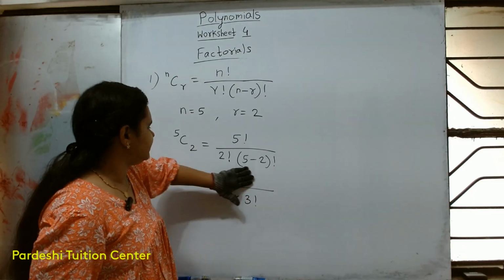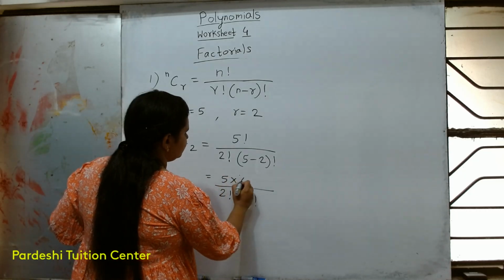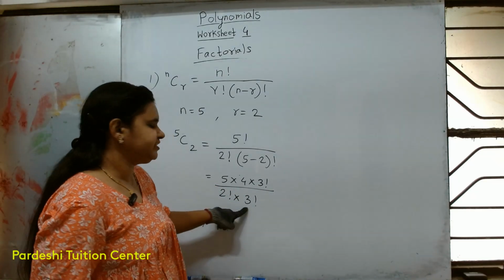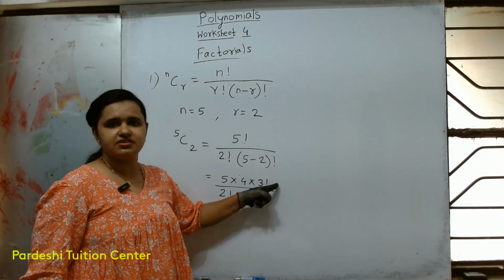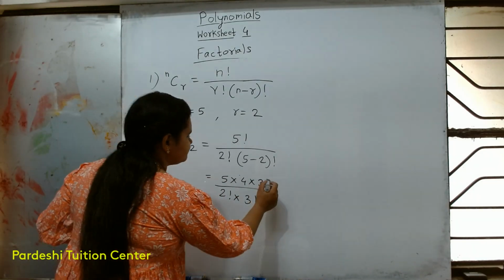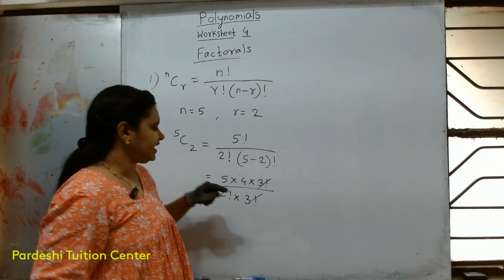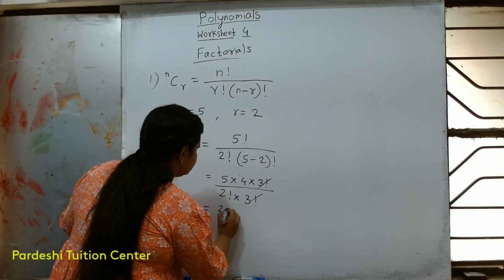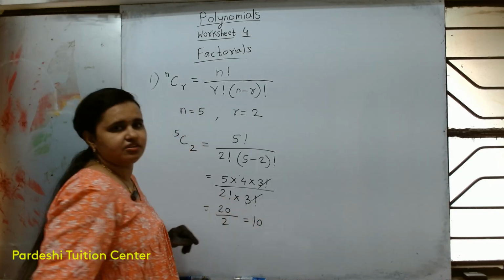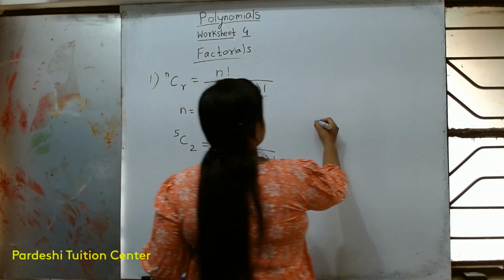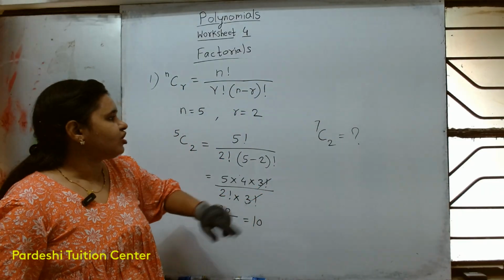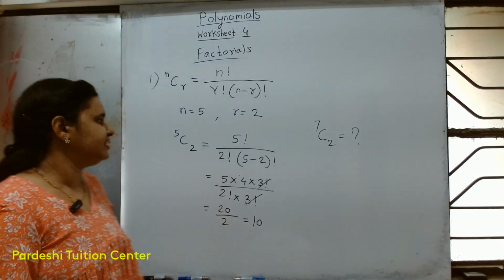So it will be 5 factorial upon 2 factorial into 3 factorial, since 5 minus 2 is 3. For 5 factorial we can write 5 into 4 into 3 factorial. No need to multiply up to 1, because here it is 3 factorial, we can directly cancel it, so I write it up to 3 factorial only. So 3 factorial will get cancelled, and 5 fours are 20 upon 2 factorial, which is 2 into 1, that is 2. So it will be equal to 10. Now this is your homework: 7C2. Solve this and comment in the comment section what your answer is.